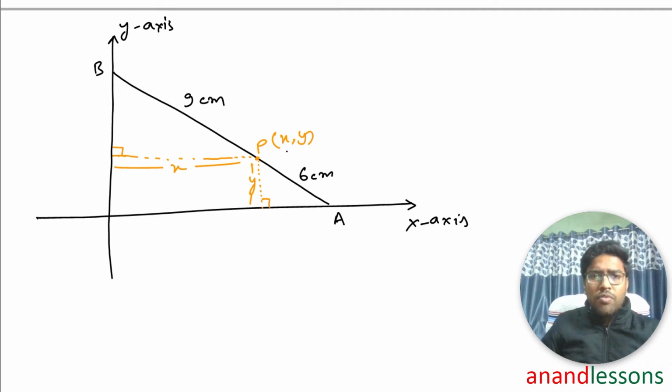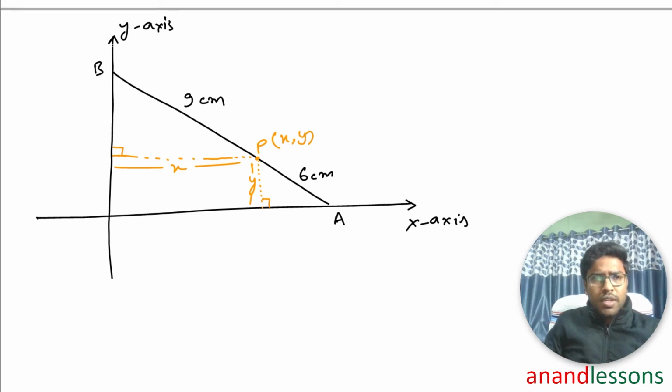Okay, we have to find a relationship between x and y. We have to find the locus of the point P, so we must have a relationship that will define the point P all over the Cartesian plane. Okay, so what will be P? First talk about the x-coordinate of P.